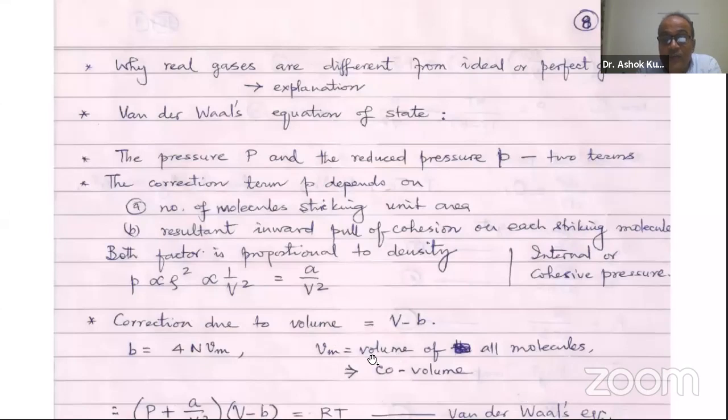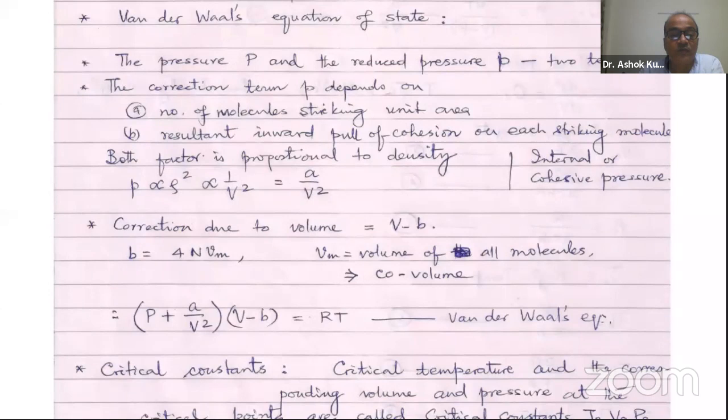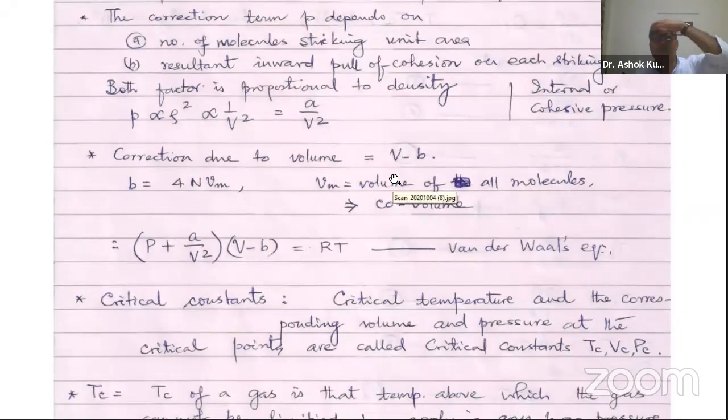One year this came as an objective question: what is Vm called? Co-volume. It is called co-volume. So finally we have the van der Waals equation. In place of PV is equal to RT, we have P plus A by V square into V minus B equals RT. So this is the van der Waals equation. We don't say van der Waals correct equation. This is the van der Waals equation, or the modified or corrected equation of state. All right.